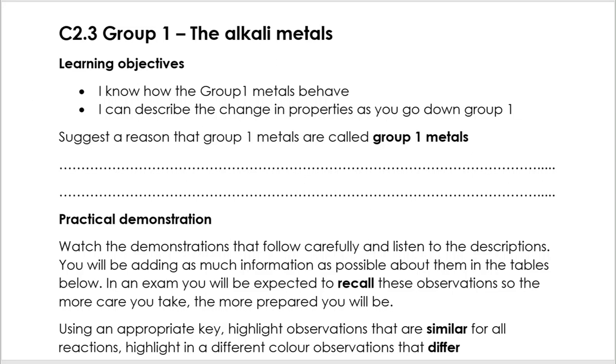Why are they called group 1 metals? They're called group 1 metals because there's one electron in their outer shell. Group 1 has one electron in the outer shell. Group 2 has 2 electrons in the outer shell, etc.